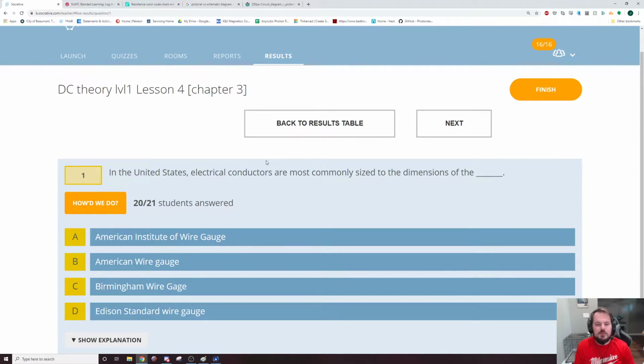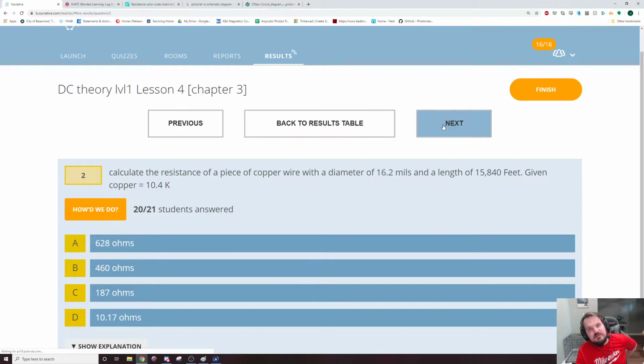All right. In the United States, electrical conductors are most commonly sized to the dimensions of the... excuse me. That is the American wire gauge. All of you got it. No need to say any more about that.